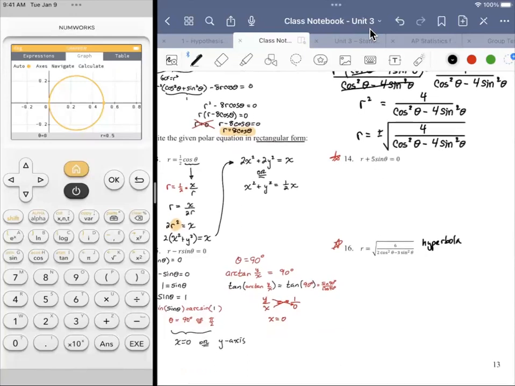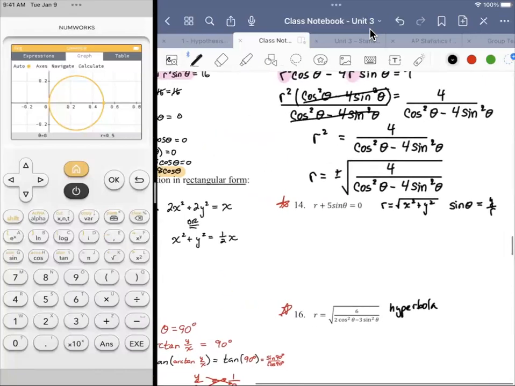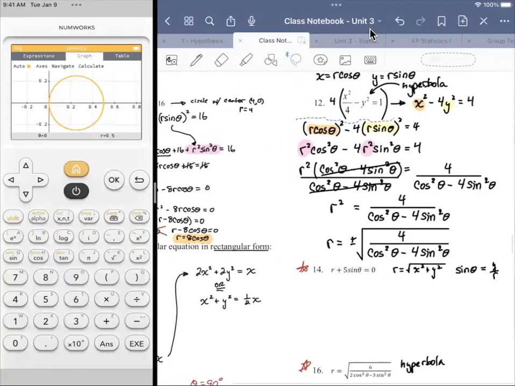All right. But before we get to number 16, let's do number 14. So a couple of reminders. R is equal to the square root of x squared plus y squared. Sine of theta is equal to y over r. Those are all indicated above. I'm actually just going to shrink this down a little bit because I don't want it to appear that these are continuation steps.